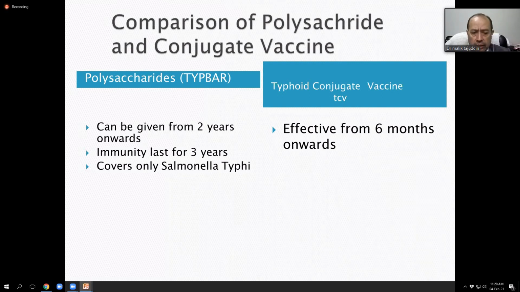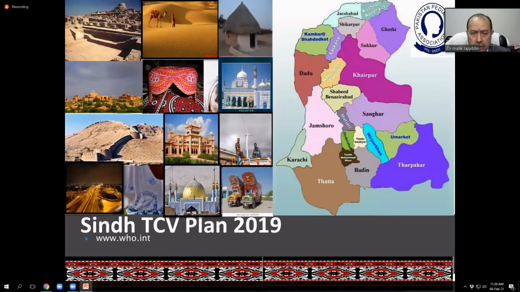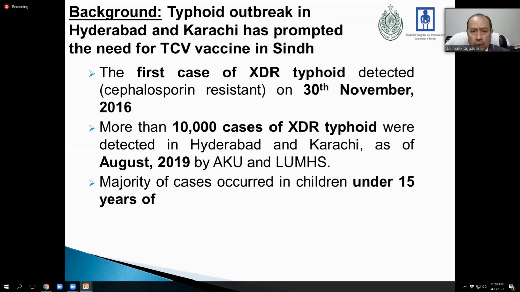The typhoid control program is there, which is trying to control typhoid, and it was designed because of the outbreak of typhoid that occurred in Hyderabad and Karachi in 2016, with more than 10,000 cases of multiple drug resistance. When we see XDR, extensively drug resistant typhoid cases were reported.